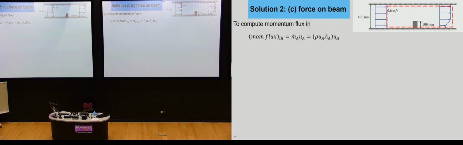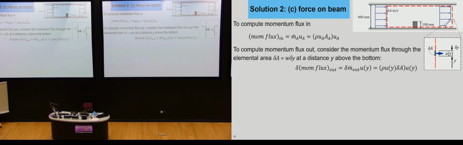But what about the momentum flux out? We're going to do the same process that we did for the mass flow rate, because we've got this complicated velocity profile. So what is the momentum flux across that section? Just as before, we're going to consider a small element, delta A, and we're going to consider what the momentum flux is through that small area.